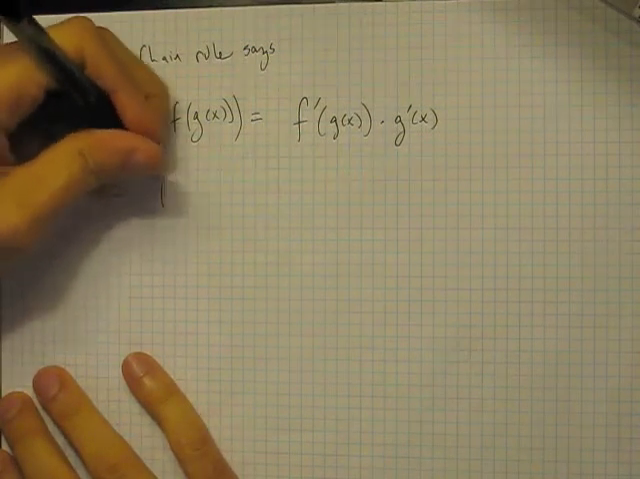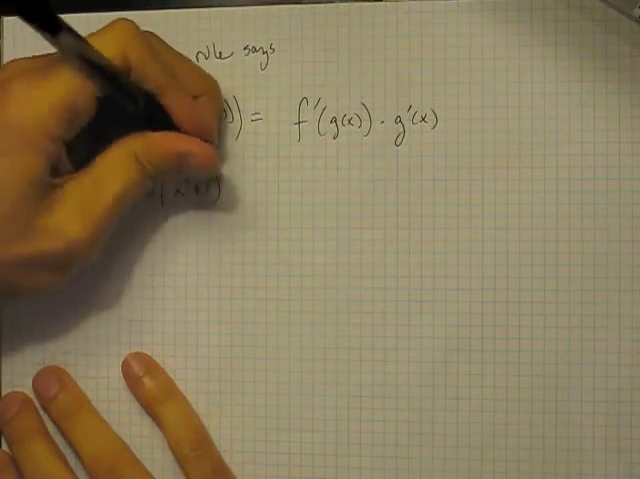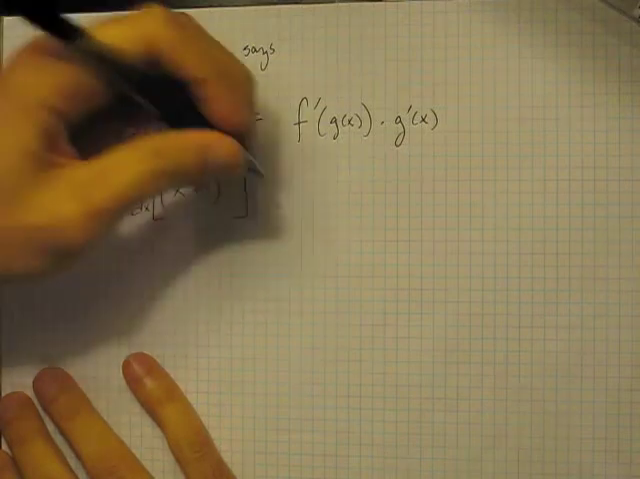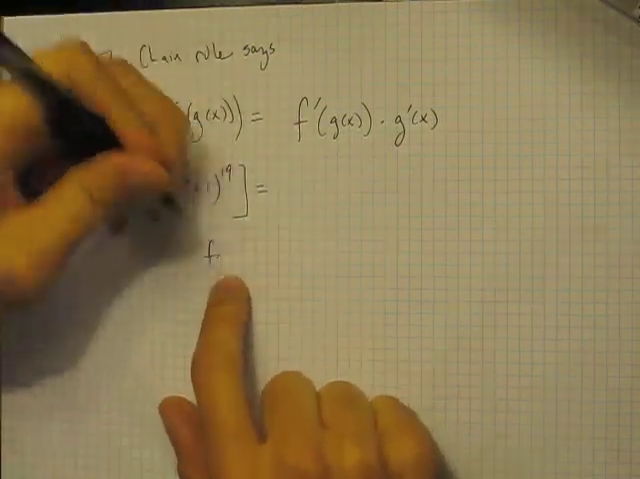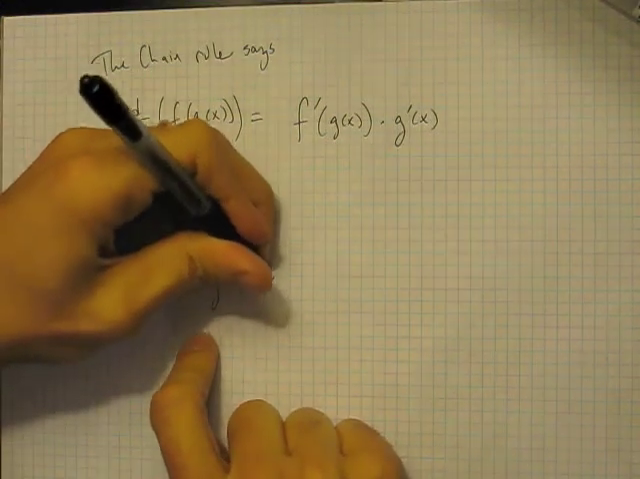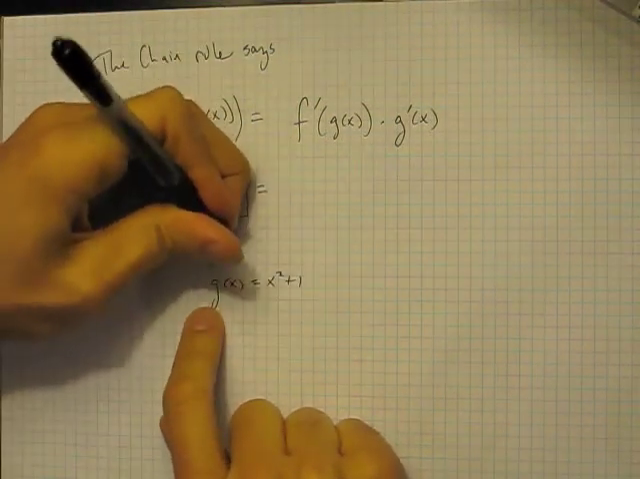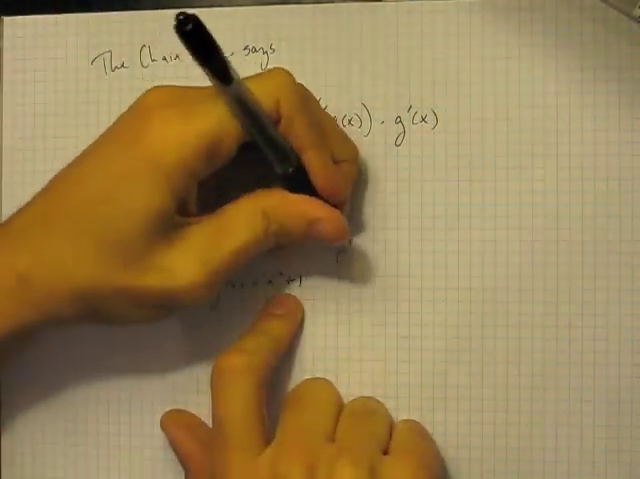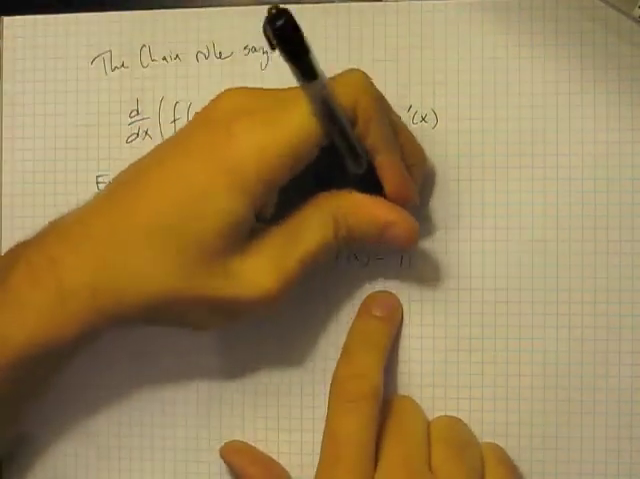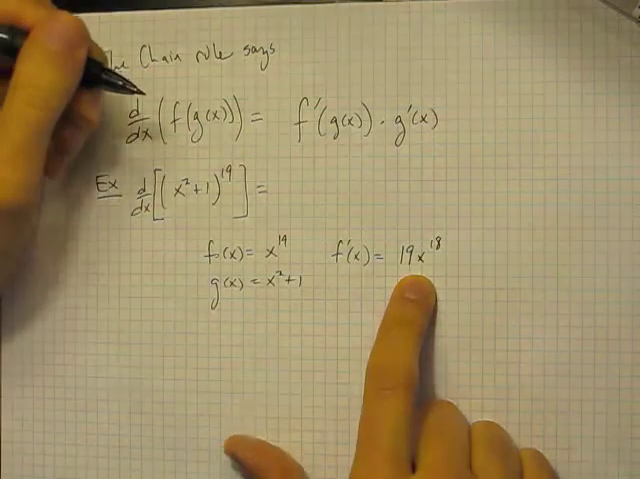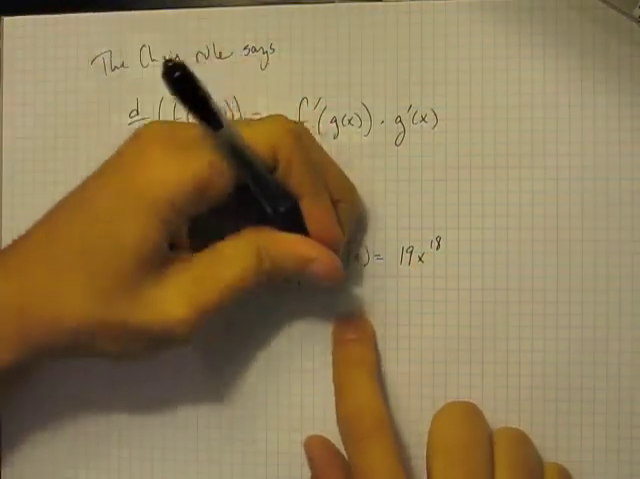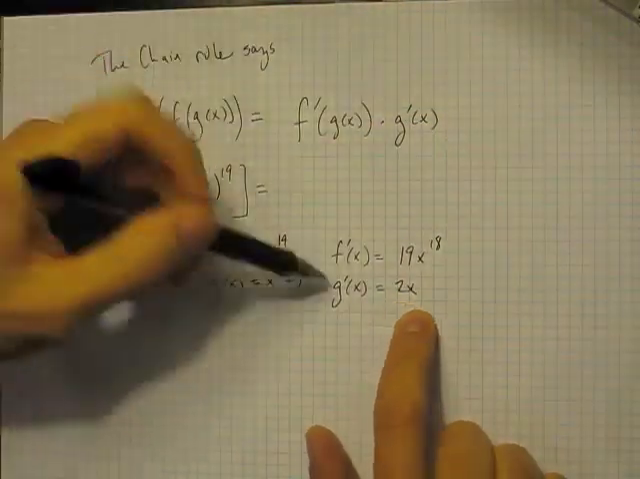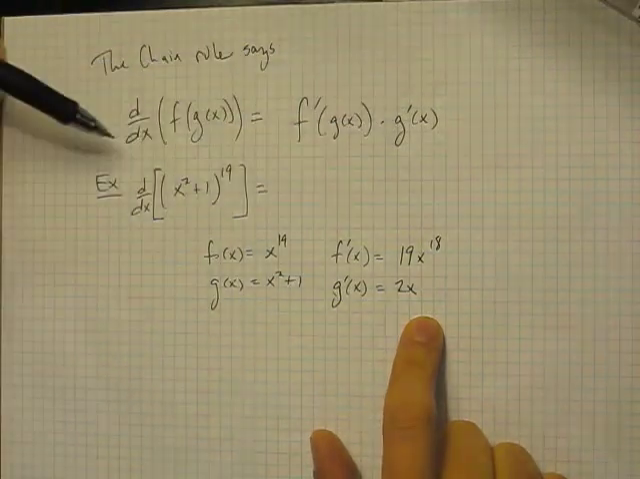So if we want to take the derivative of x squared plus 1 to the 19th power, then we had an inside function g, which was x squared plus 1, and we had an outside function f, which was x to the 19th power. f prime is easy to compute in this case. You take the 19 down and drop the power by 1, and g prime is also easy to compute in this case. It's 2x.